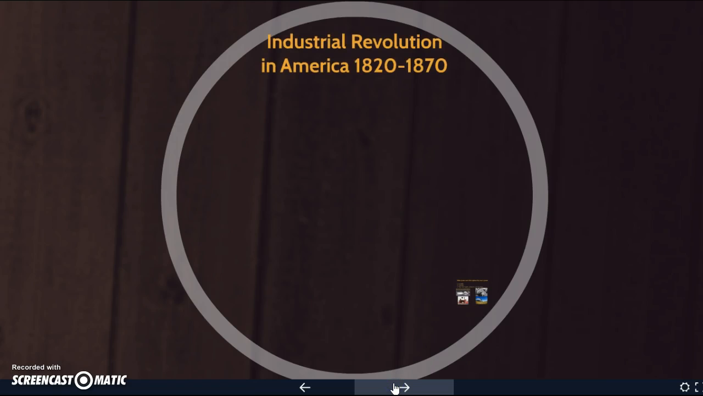And so it really began in England, and it's going to spread to America about 50 years later in the 1820s. The first Industrial Revolution, which is the only one we're going to talk about in this class, is from 1820 to 1870 in the United States. It's going to start in the textile and clothing industry.